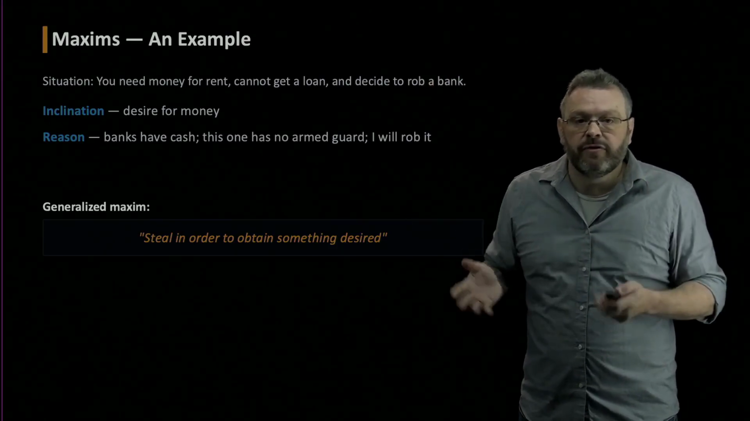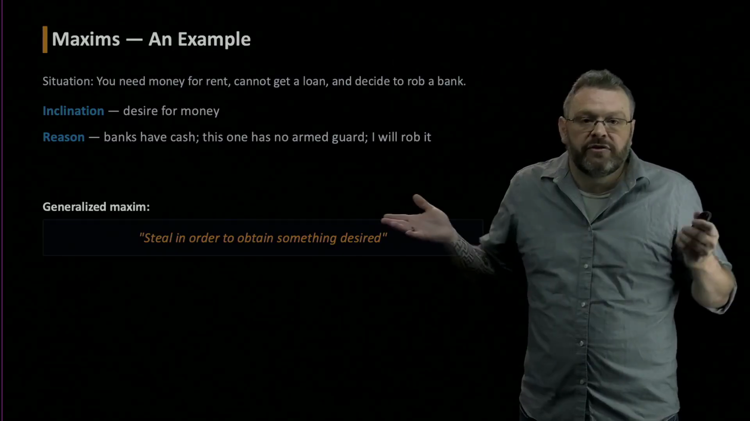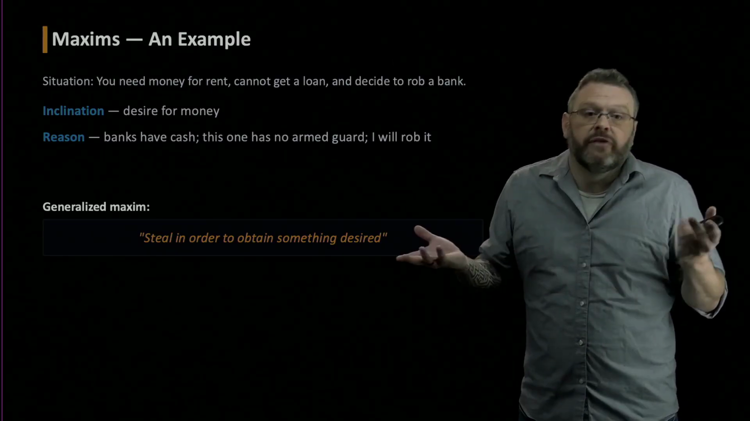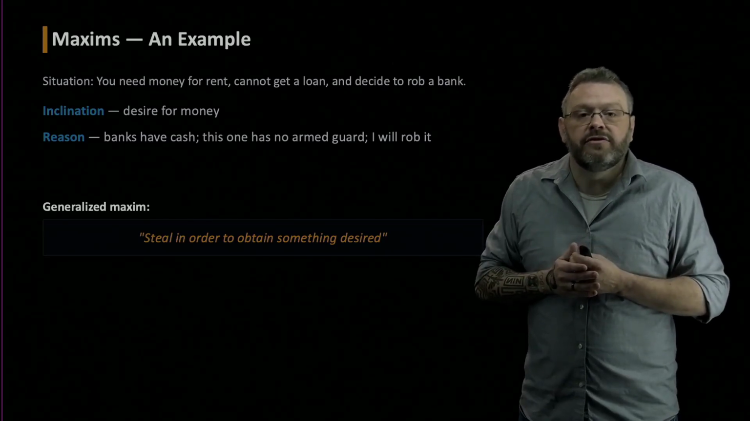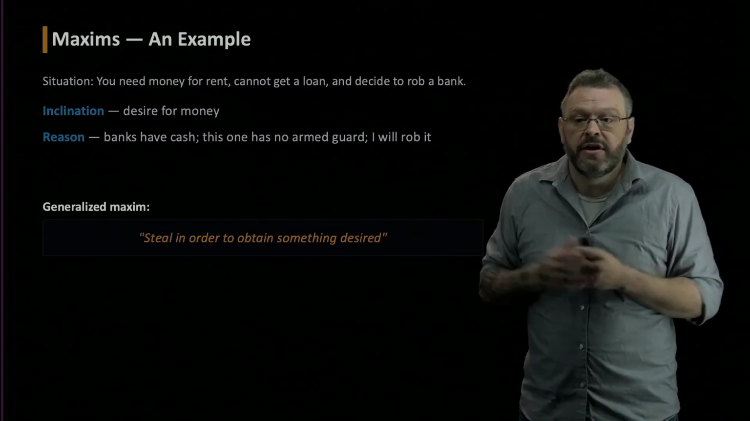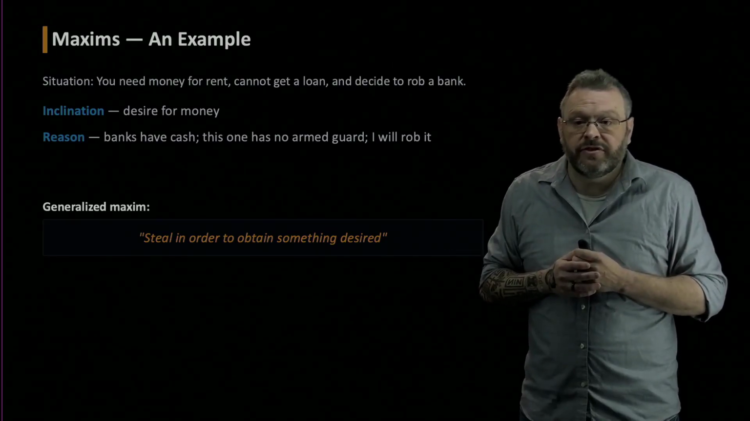You need money for whatever, for rent or whatever. Nobody's going to let you borrow money. They don't give away money for free. And so you're like, okay, well, I'm going to go rob a bank then, right? Banks have money. That seems to be a good place to get money.